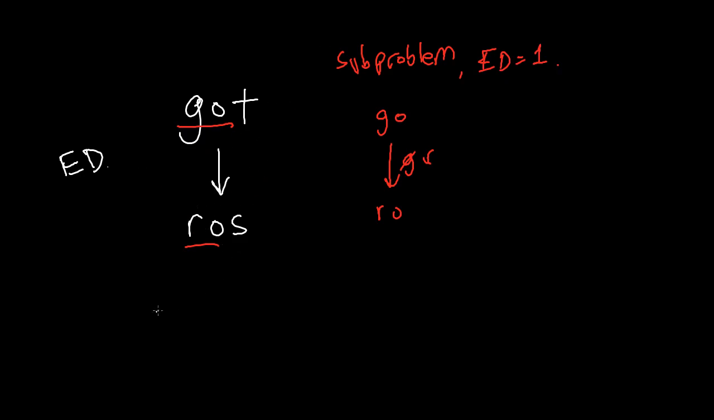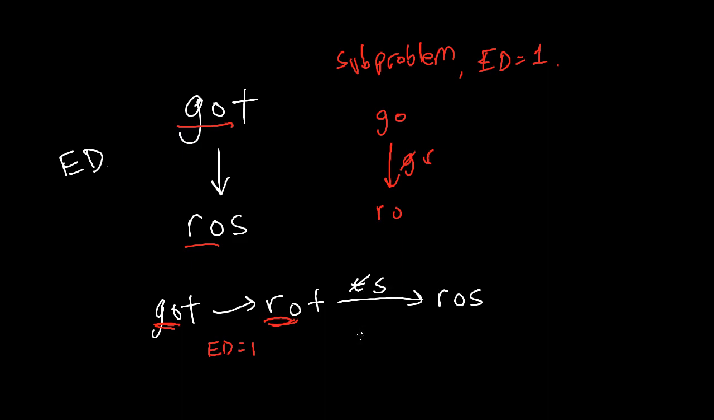What we can do is something like we go from got into rot. And here you can see that we use the subproblem of go to row, and we didn't touch the rest of this string, which means that this has an edit distance of 1. So the same as the subproblem. And then after we have completed it, all we have to do is replace this t with an s to get our final solution of Ross. So we just added another operation here. So that means here, in total, our edit distance is going to be equal to 2.